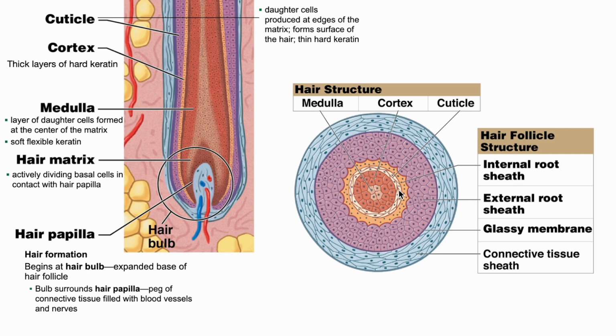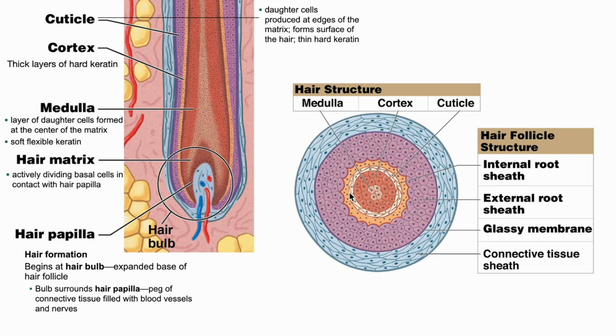And then if we come back here, this light layer is the cuticle. So that would be that hardened keratin layer on the outside of your hair. And then moving inwards, you'd have the cortex. And then the innermost layers would be the medulla.